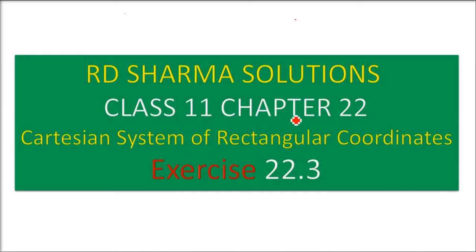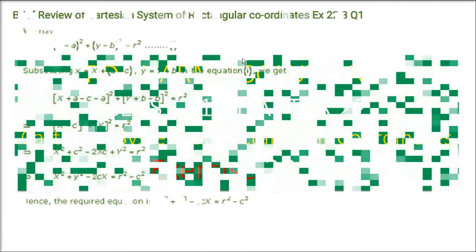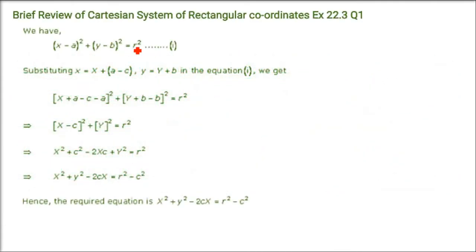We are taking R.D. Sharma Solutions, Class 11, Chapter 22, Cartesian System of Rectangular Coordinates. Exercise is 22.3. What does the equation (x minus a) whole square plus (y minus b) whole square equals r square become when the axes are transferred to parallel axes through the point (a minus c, b)?